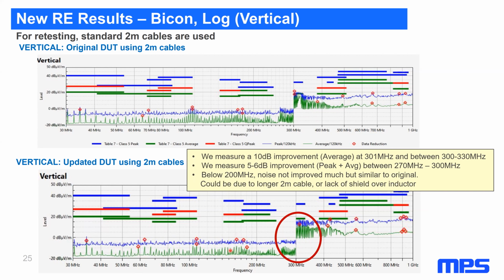One observation here is that the noise below 200 megahertz didn't look much improved, but it was very similar to the original. So the presence of this noise could be due to adding back the 2-meter cable, or it could also just be due to not having a shield over the inductor. The inductor may give us benefits in this frequency range, perhaps not so much in this range.